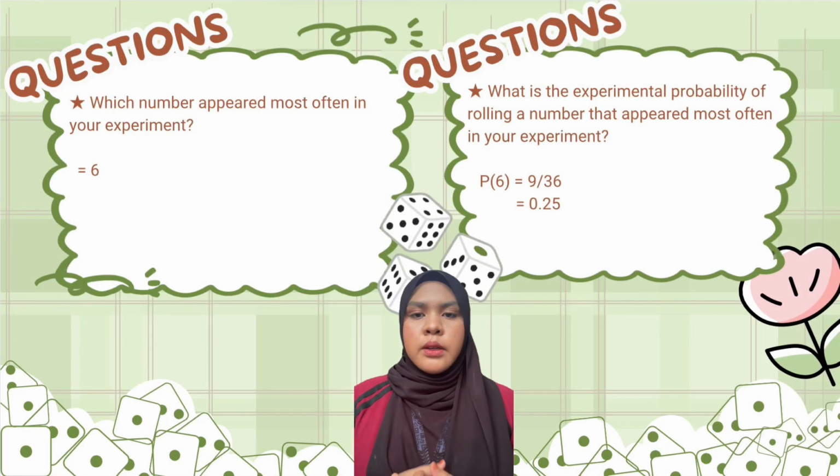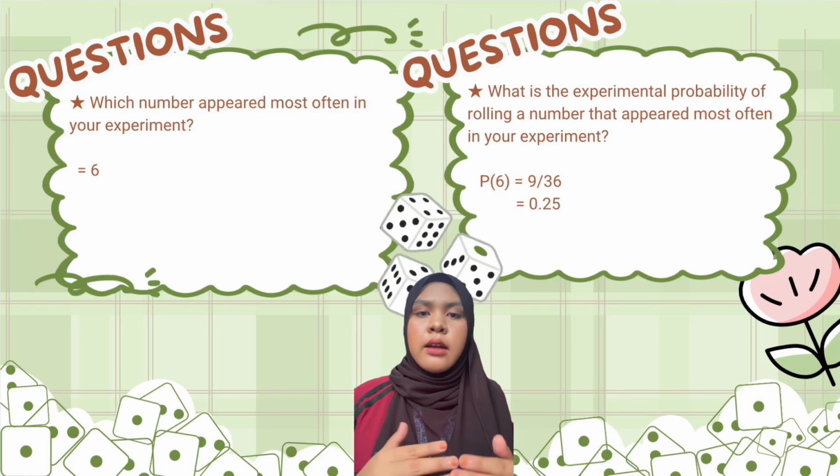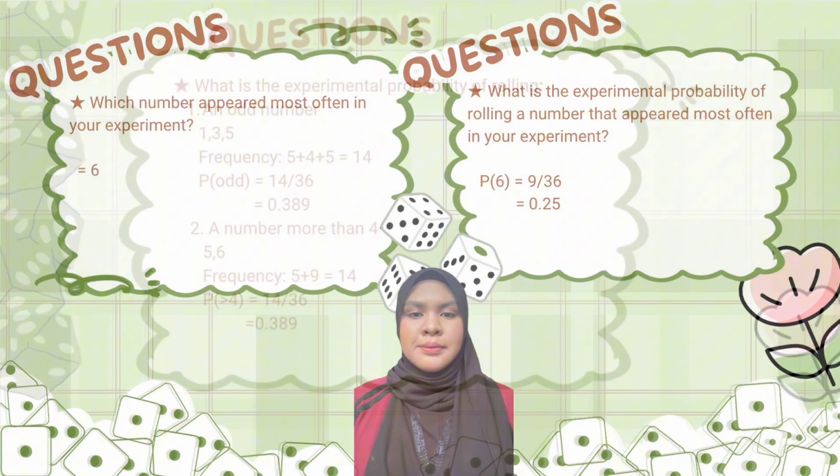From our experiment, we analyze the result of all the dice rolls. The number that appeared the most often in our experiment is number 6. This means that compared to all the other numbers, 6 was rolled the highest number of times. Next, we calculate the experimental probability of rolling the number that appeared most often, which is number 6. In our data, number 6 appears 9 times out of 36 rolls, so the experimental probability is 9 over 36, which simplifies to 0.25.